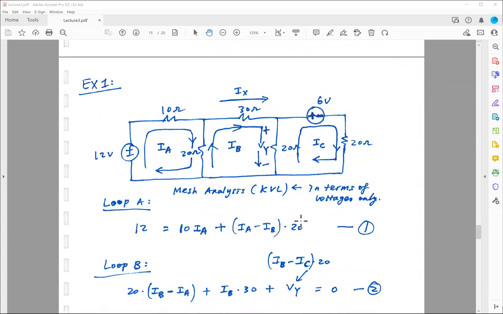So, example number one. I have one voltage source here and another voltage source over here. There are altogether 1, 2, 3, 4, 5 resistors in this circuit. In this particular circuit's configuration, I have 3 separate loops. I have loop A, loop B, and loop C.